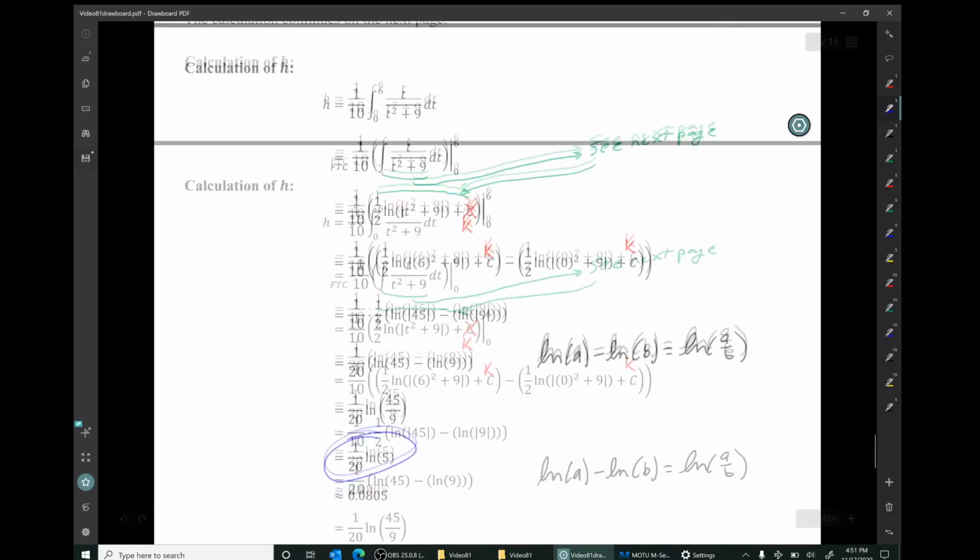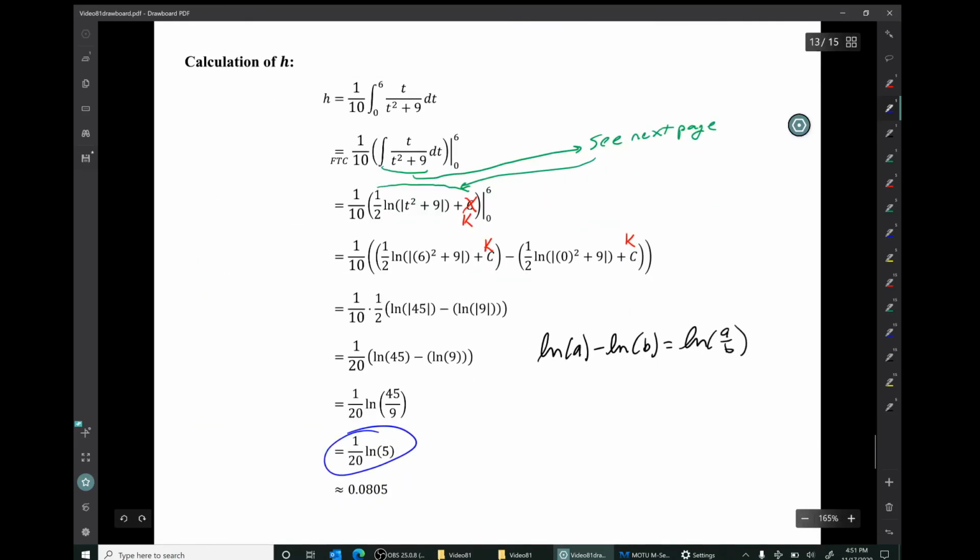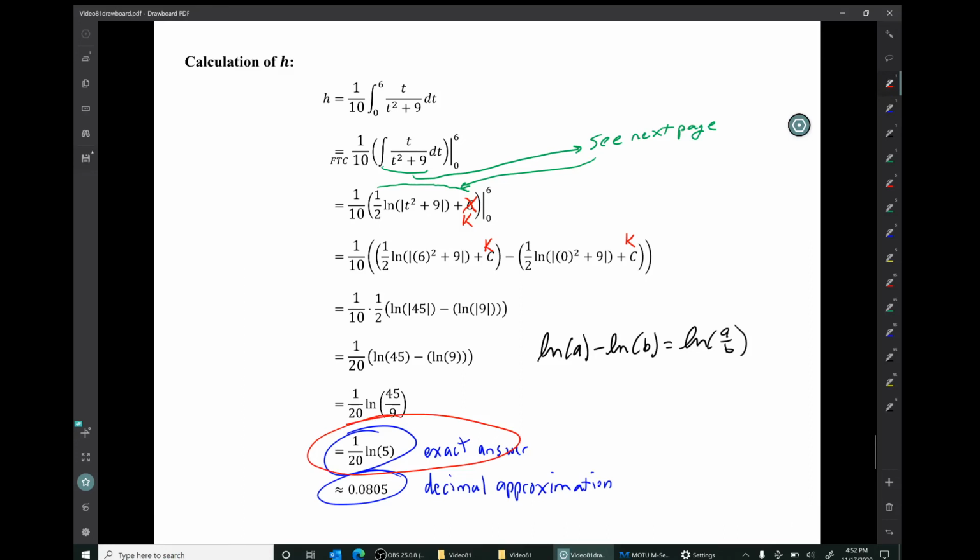Remember, the instructions were give an exact answer and a decimal approximation. So you can see how the problem should be done. The problem should be worked out entirely in symbols. And at the very end, the very last step, you type that symbolic expression into a calculator to get a decimal approximation. Keep in mind that the exact answer involves these symbols. The decimal approximation only has 3 digits, but even if I'd written down all 10 digits on my calculator, it would still be an approximation. The only way to write the answer exactly is to use symbols like that.